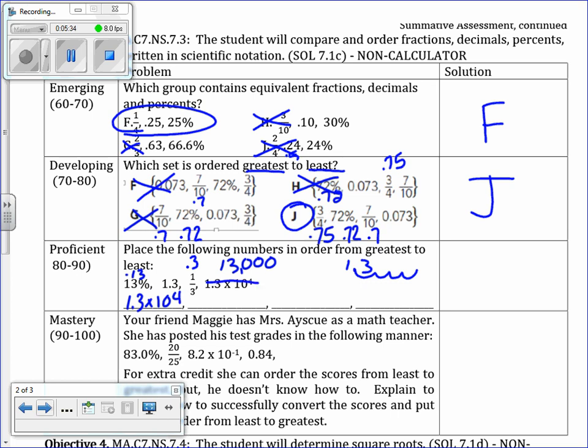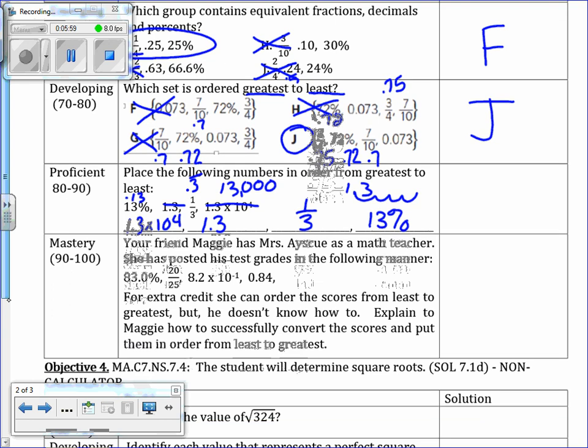And then I have 0.13, 0.3 repeating, or 1.3. So 1.3 is next. That's done. Then I have 0.13 or 0.3 repeating, so 1/3 would be next because that 3 is bigger than that 1. And then finally 13%. Okay, once again, go ahead and do the mastery on your own.